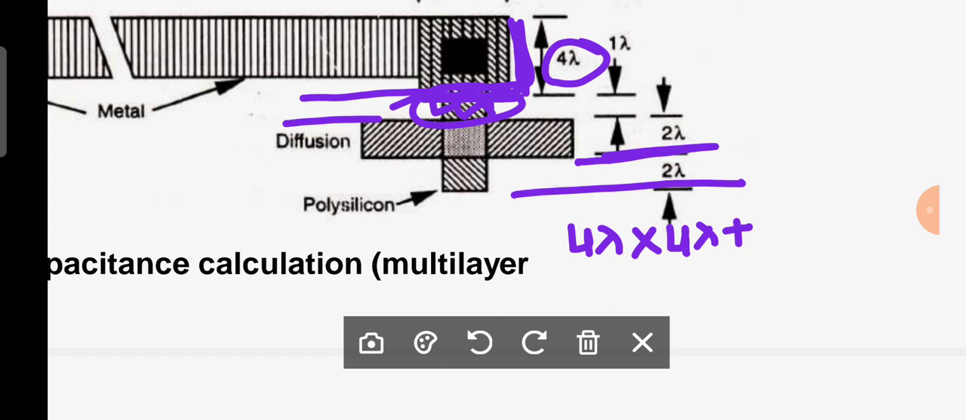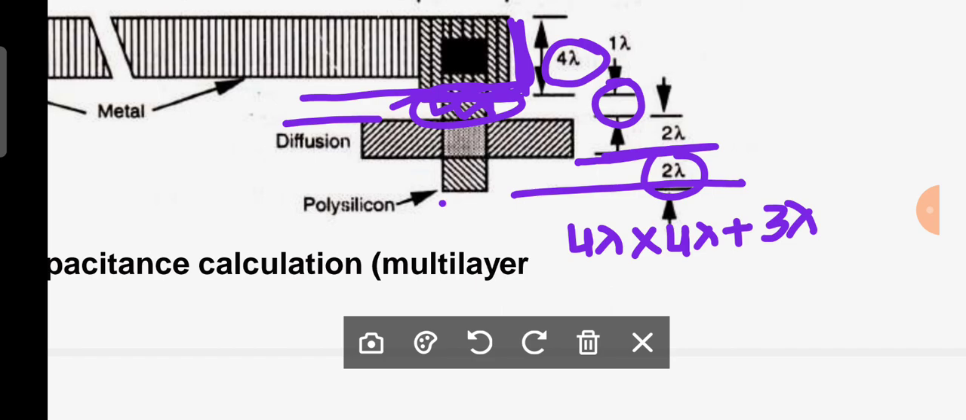Plus. Yeah, absolutely. Try to tell what is the remaining polysilicon you are having. Yeah, you can observe very carefully. I already said that this is 2 lambda. Okay, then this is 1 lambda. 2 lambda plus 1 lambda is 3 lambda. Is it clear? That is the length.